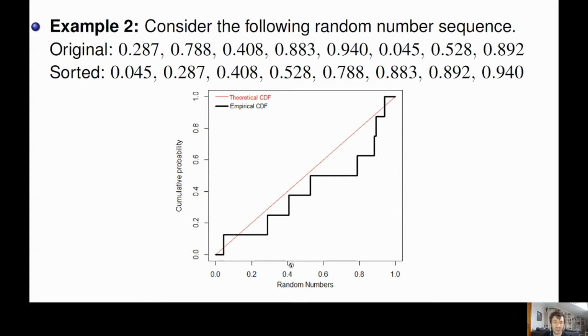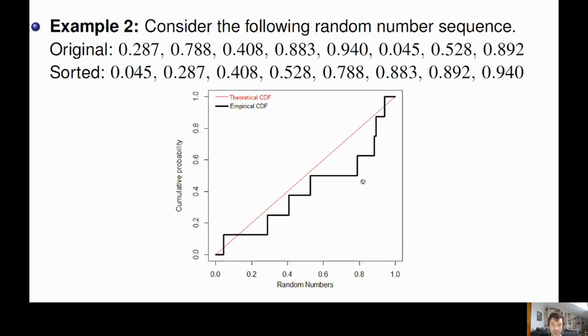The third jump is just observed after 0.408. So you are at 3 over 8 here. You come to 4 over 8 at 0.528. And you see there is a long run here. And after this run, at 0.788, you jump to 5 over 8, 6 over 8, 7 over 8, and 1. So you see, again, we have the empirical CDF.